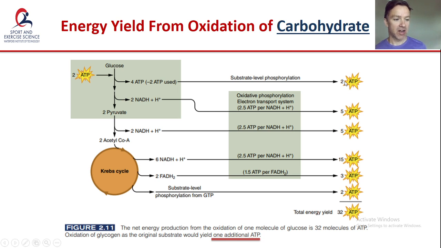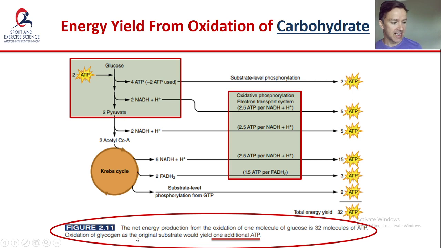If we add it all up along the way, I won't go through each one of those, what we see at the end here is the net energy production from the oxidation of 1 molecule of glucose is 32 molecules of ATP. So if we add all these up, it's the ATP that is actually produced by glycolysis and a little bit by the Krebs cycle, but then it's the further oxidation of the NADH and the FADH in the electron transport chain that really gives us the bulk of our ATP production here.